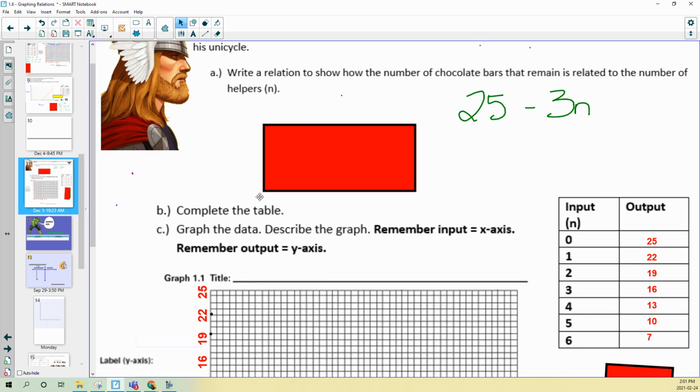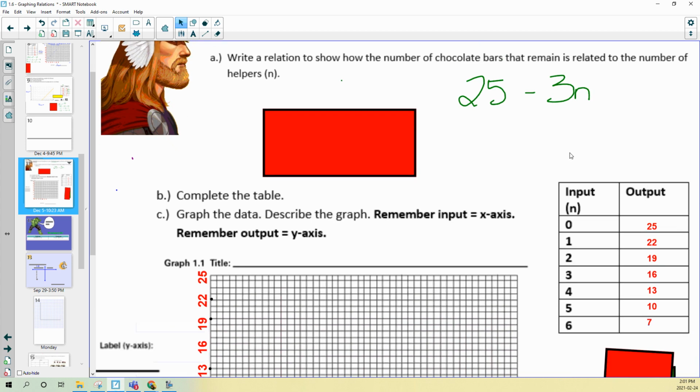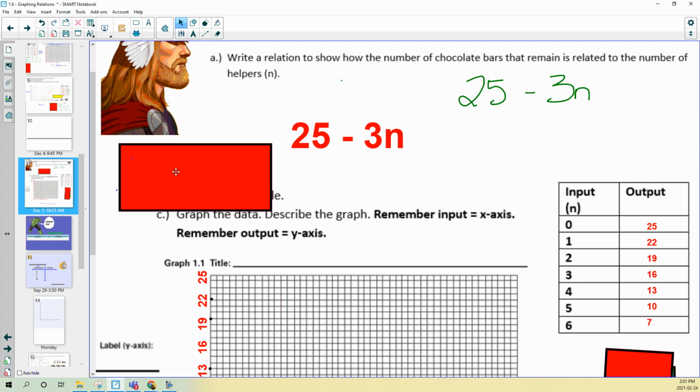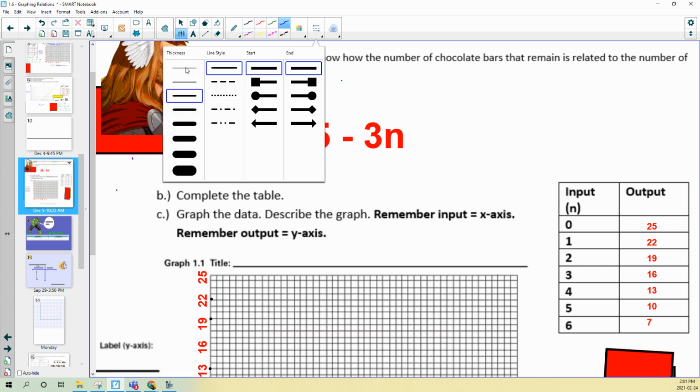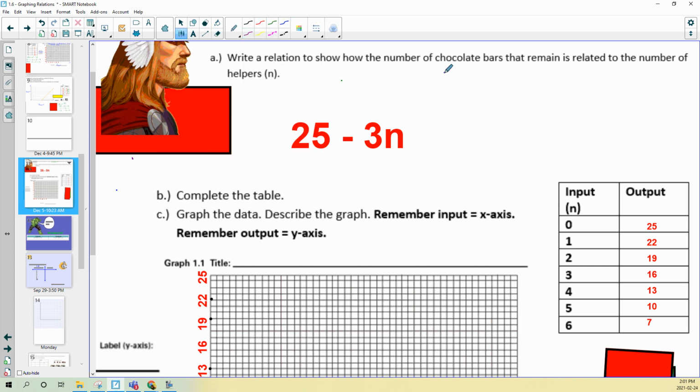So it says complete the table. Now, I know it's already done here for you, but we are going to just go through and see if we have done it correctly. I'm going to use this space here, seeing as though the relation is already created. So 25 minus 3 times 0. Well, I know that 3 times 0 is 0, 25 minus 0 gives me 25. So that would be correct.